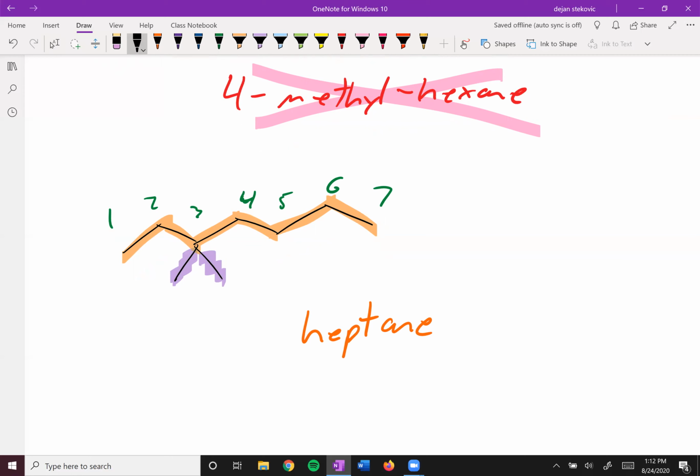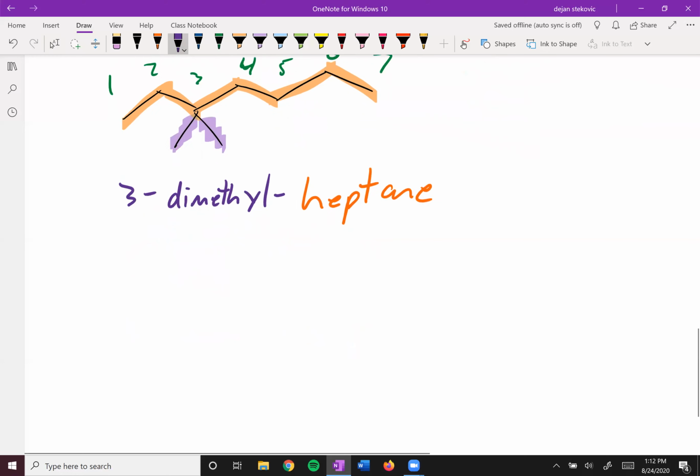What we can do is add yet another prefix, and that prefix is di. So this is dimeth, right? 2 different methyl groups, dimethyl. And then we, of course, need to add the location, 3-dimethylheptane. And so you can do di or tri.